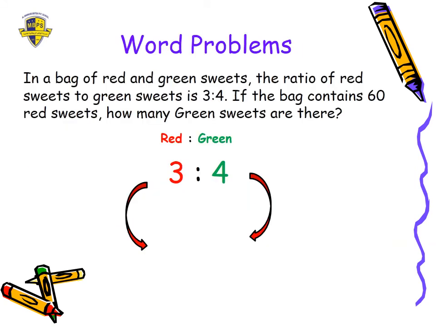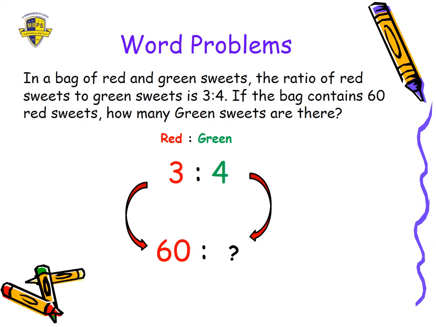We have now our word problems. The first one. In a bag of red and green sweets, the ratio of red sweets to green sweets is 3 to 4. If the bag contains 60 red sweets, how many green sweets are there? So first let's write the ratio. The ratio red to green, 3 red to 4 green. Now they tell you there are 60 red, so how many green?